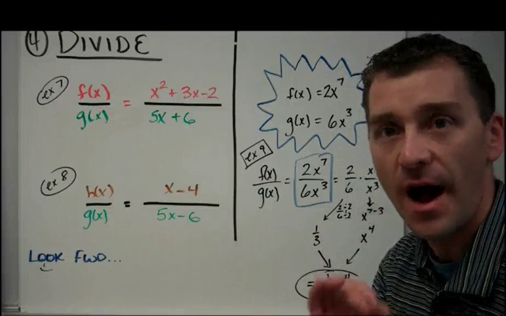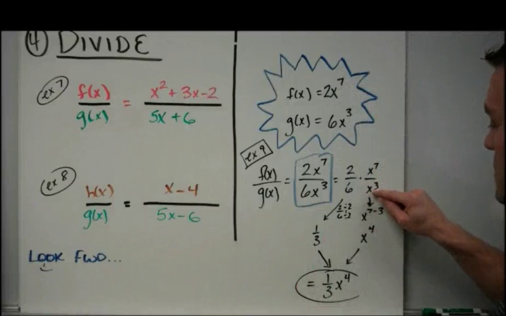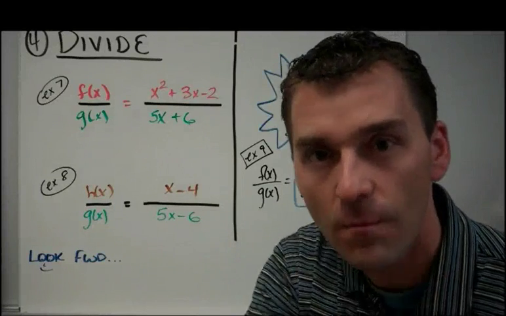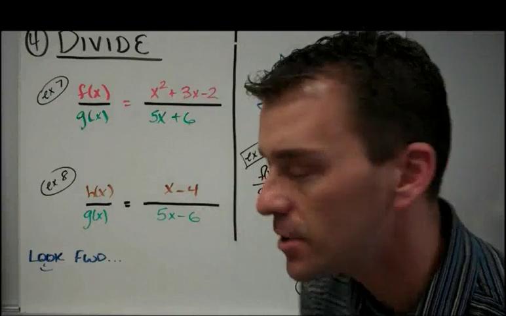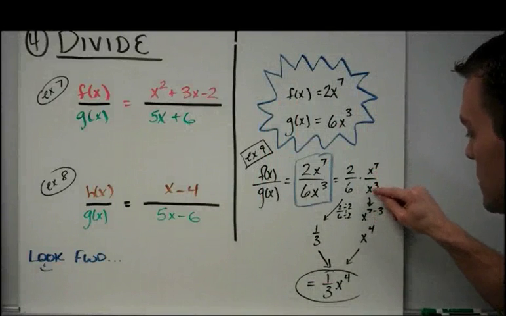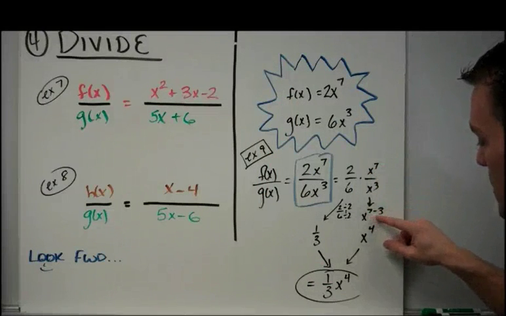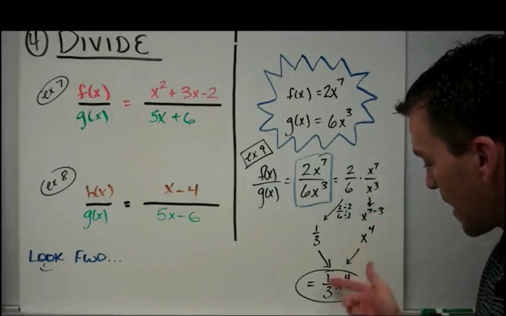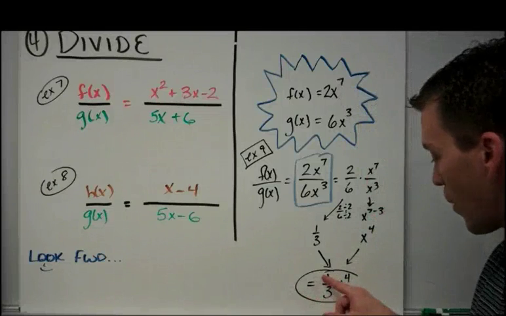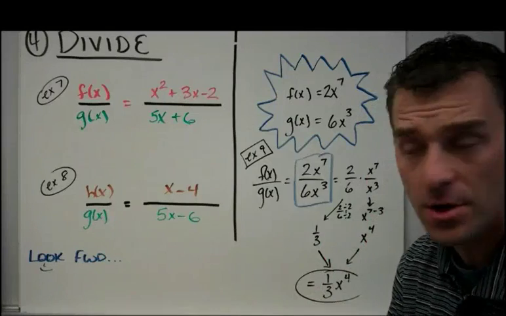Oh wait, I'm dividing powers that have the same base. And remember the rule? You should. You subtract the exponents. So same bases, dividing powers, you subtract the exponents, and that would give you 7 minus 3, which gives you 4. And then you just put those things back together. So that gives you 1/3 x to the 4th. You just glue them back together. And that would be your answer.